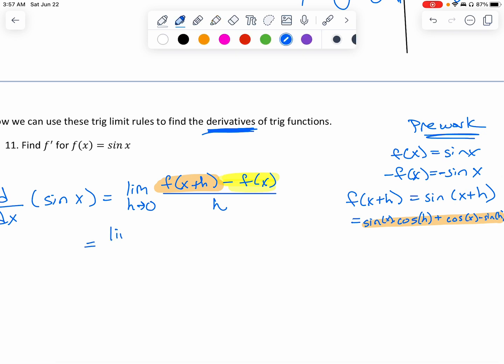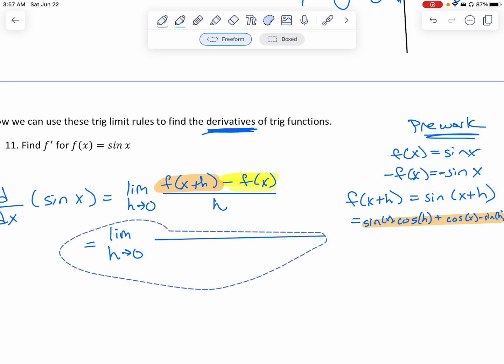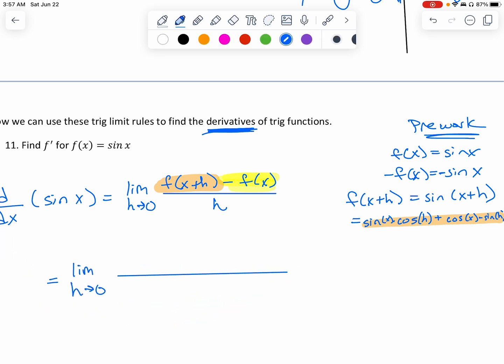So I have this is equal to the limit as h goes to 0 of this orange part, the function of x plus h input, which is sine of x times cosine of h plus cosine of x times sine of h, and then minus f of x, which is minus sine of x, all over h. So there's my definition of derivative.